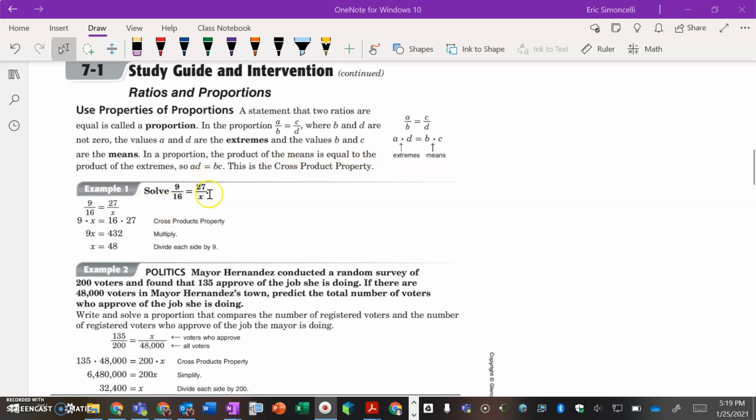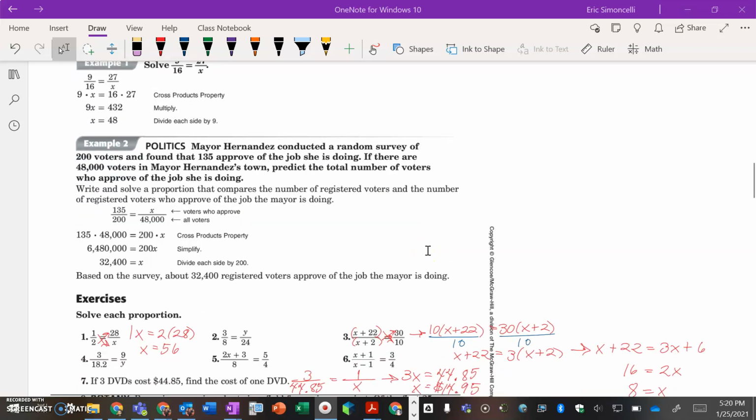Example 1. So we're going to solve this proportion: 9/16 equals 27 over x. We're going to cross multiply 9 times x, there it is, as your extremes. And then 16 times 27, there it is, as your means. Okay, divide both sides, and the next step, as you can see, 9x equals 432. Divide by 9. So in the end there, you see that x is simply 48. All right, let's move on to the next example, and we'll talk about more below.